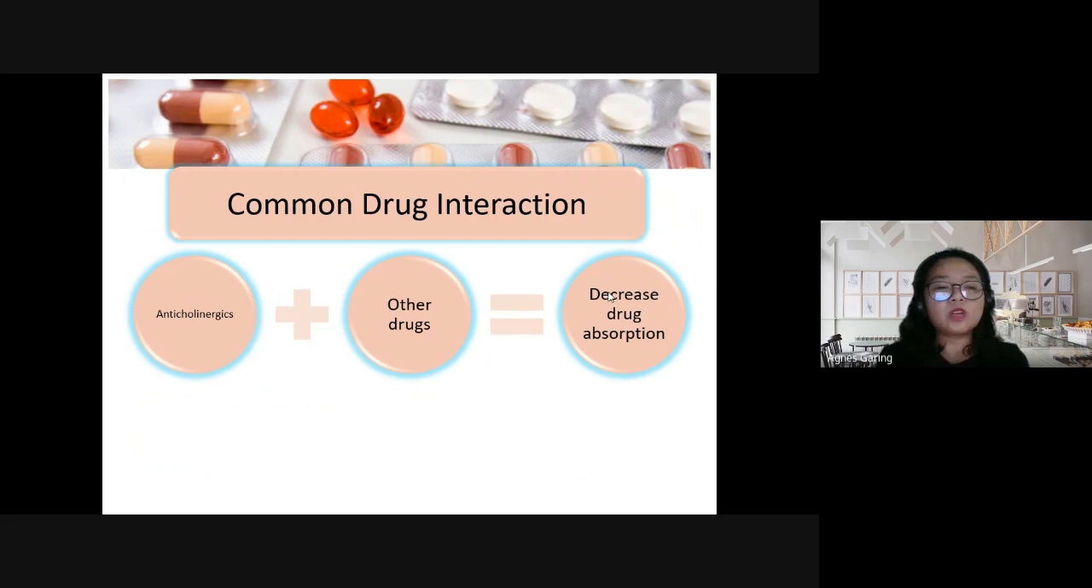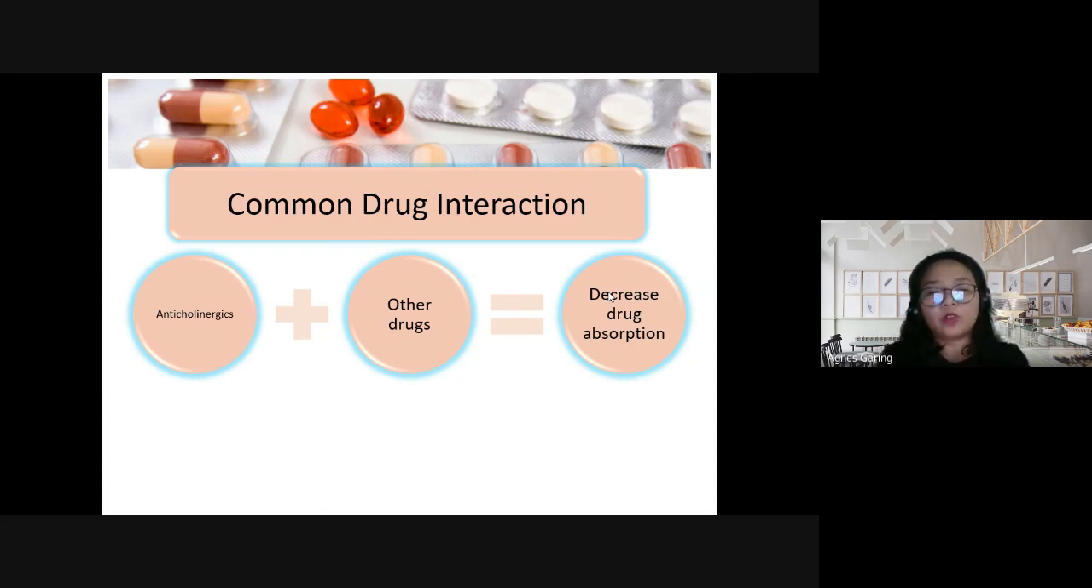Okay? So, another common drug interaction is anticholinergic medications. So, ano ba yung mga anticholinergic medications? Antispasmodic agents such as Buscopan, hyoscine and butyl bromide, or ano pa kasi yung iba. Okay, so yun na muna for now.